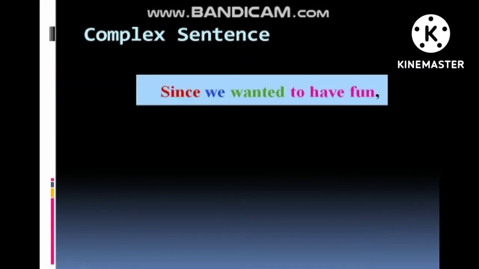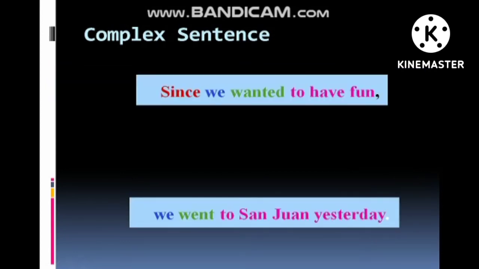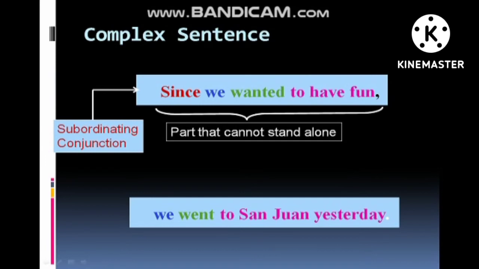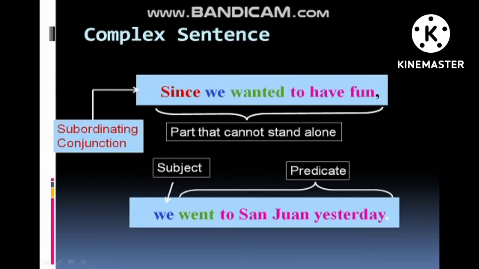Where is the subordinating conjunction? This is the subordinating conjunction. This is the part that cannot stand alone. We is the subject. Went to San John yesterday is the predicate. I think it's clear.